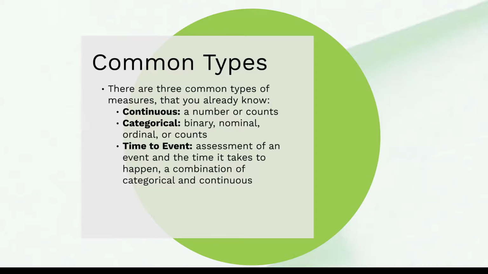So this is assessment of an event and the time it takes for it to happen. And this is a combination of categorical and continuous. Because the event is categorical, it's a discrete measurable event, something either did or did not happen. And then you're measuring the continuous time from either baseline or the prior event to this current event. And that's a continuous measure.